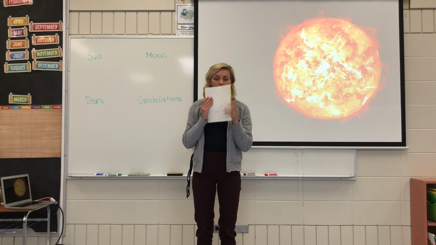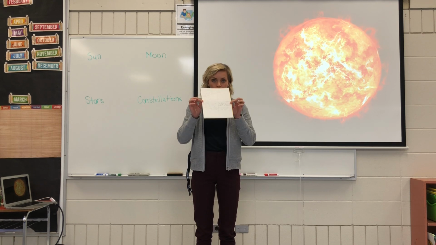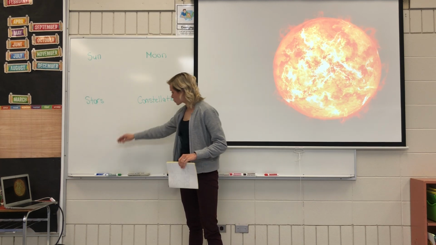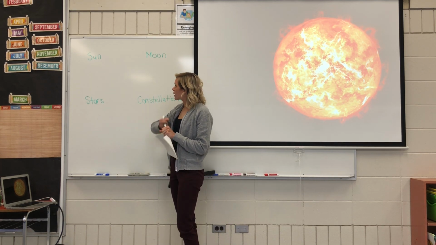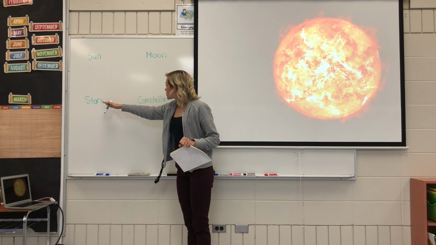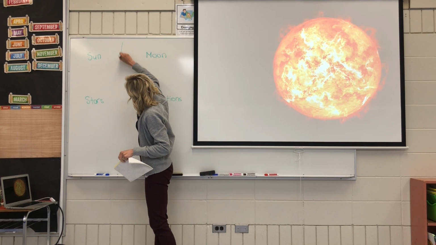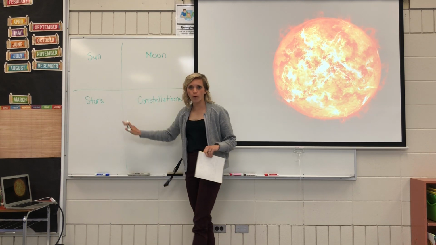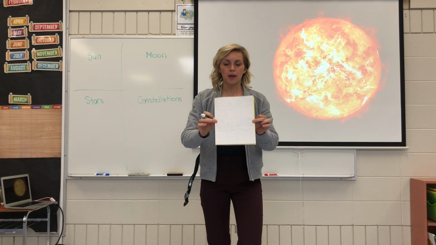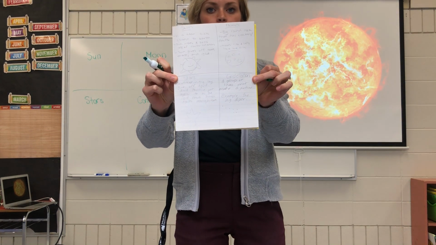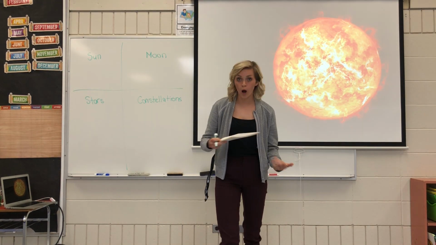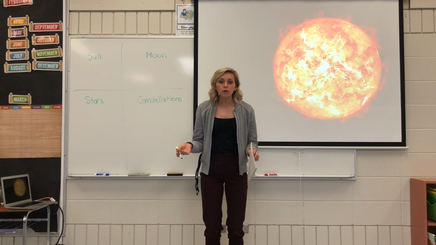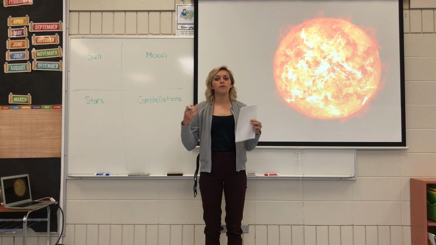In your writing journal, you will find a blank page. You're going to split it into 4. So sort of like how I've done here, you're going to write the sun, the moon, the stars, and the constellations. You're going to divide your page into 4 different squares. Might be hard to see, but I've done it here in my book. And you're going to watch the videos, and then you're going to write down some notes about what you learned about each one of these things.